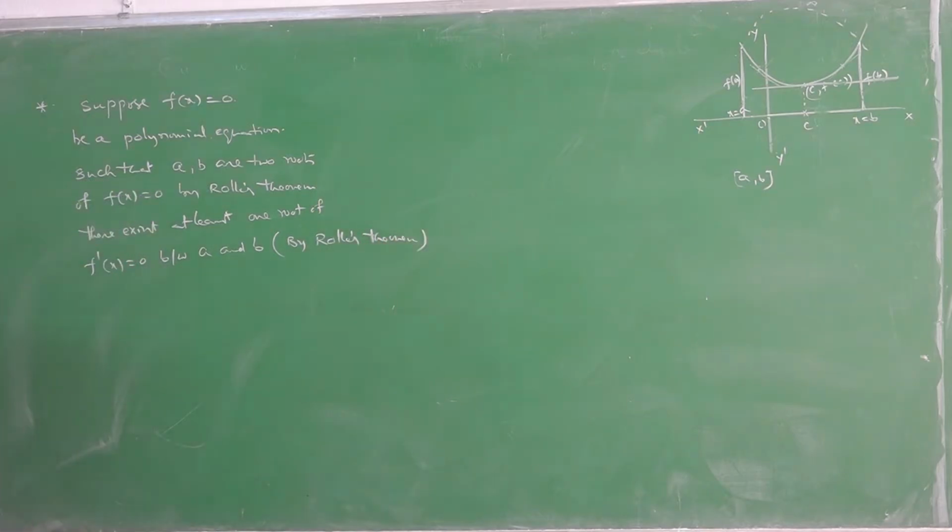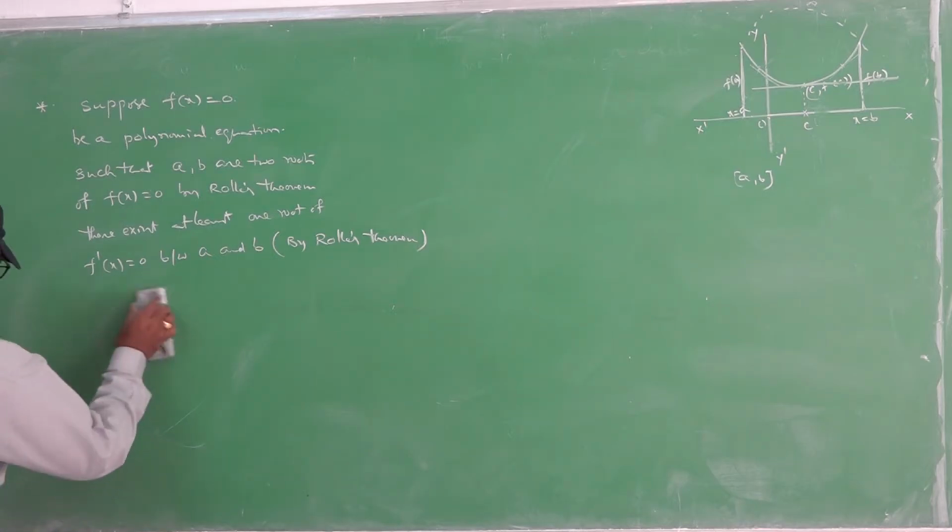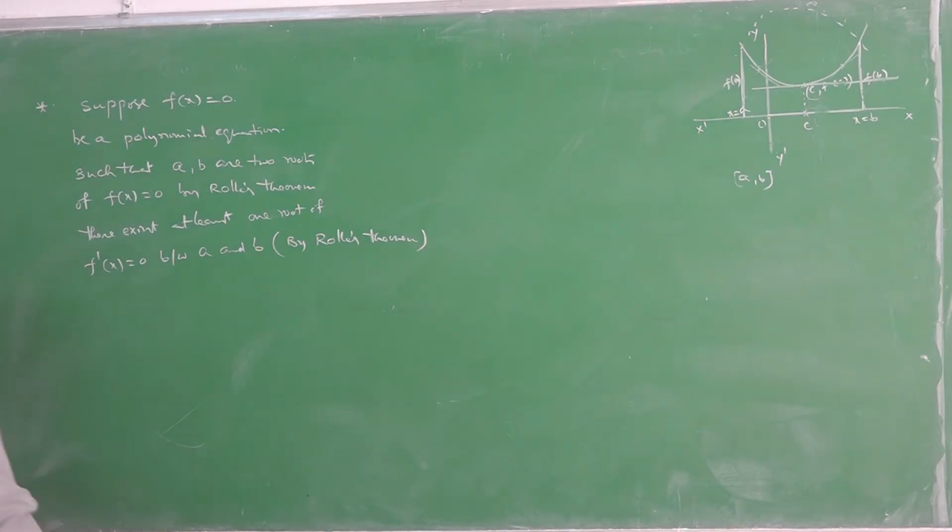By Rolle's theorem, if f x equal to 0 is the polynomial equation such that a and b are two roots of that equation, that means f of a is 0, f of b is 0. Certainly there exists at least one root of f dash x equal to 0 between a and b, the roots of f x equal to 0, by Rolle's theorem, because every polynomial equation is continuous and differentiable everywhere.